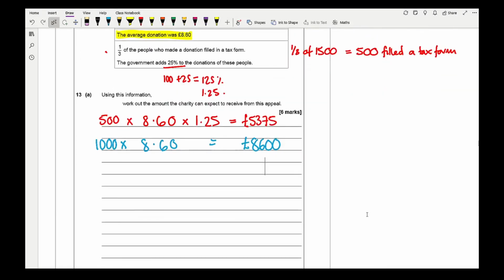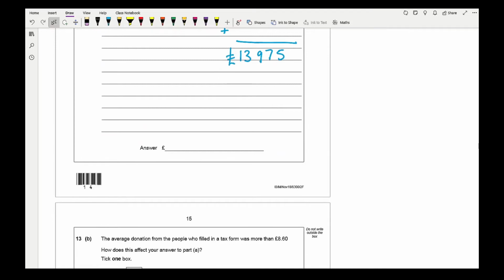And then from this, what I need to do is add these total amounts up. So again, using a calculator, or I'll just be lazy and add these all up. So I've got 9 and 5 plus 8, which is 13. So the charity made £13,975, and there is the final answer.